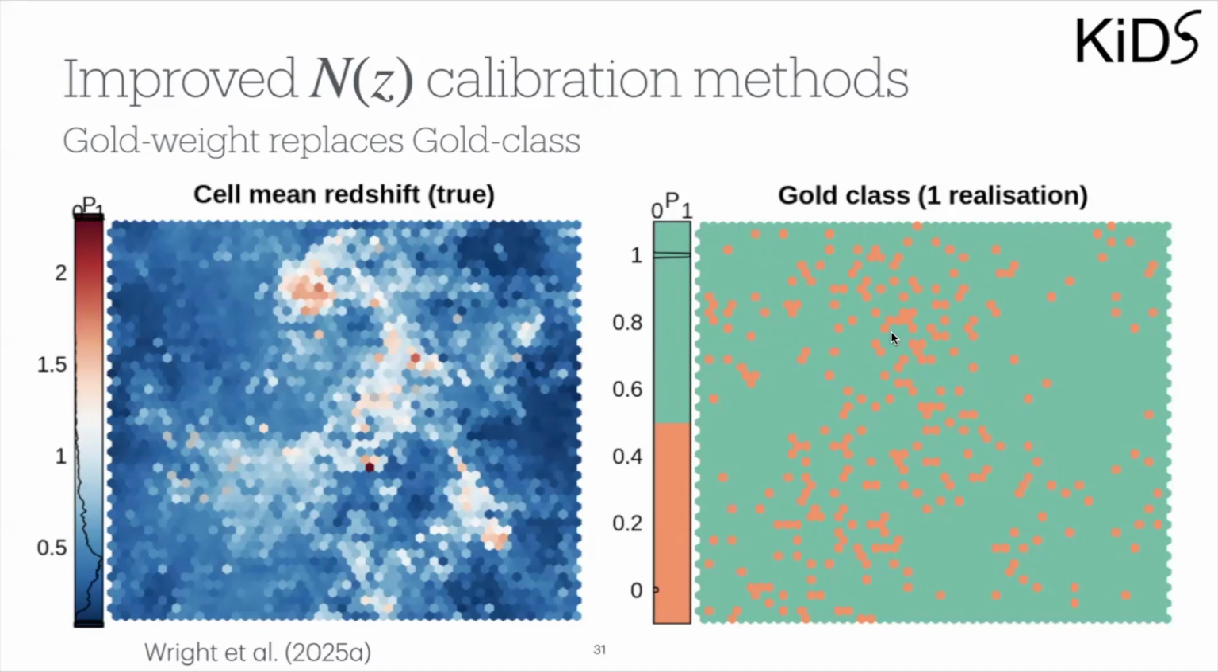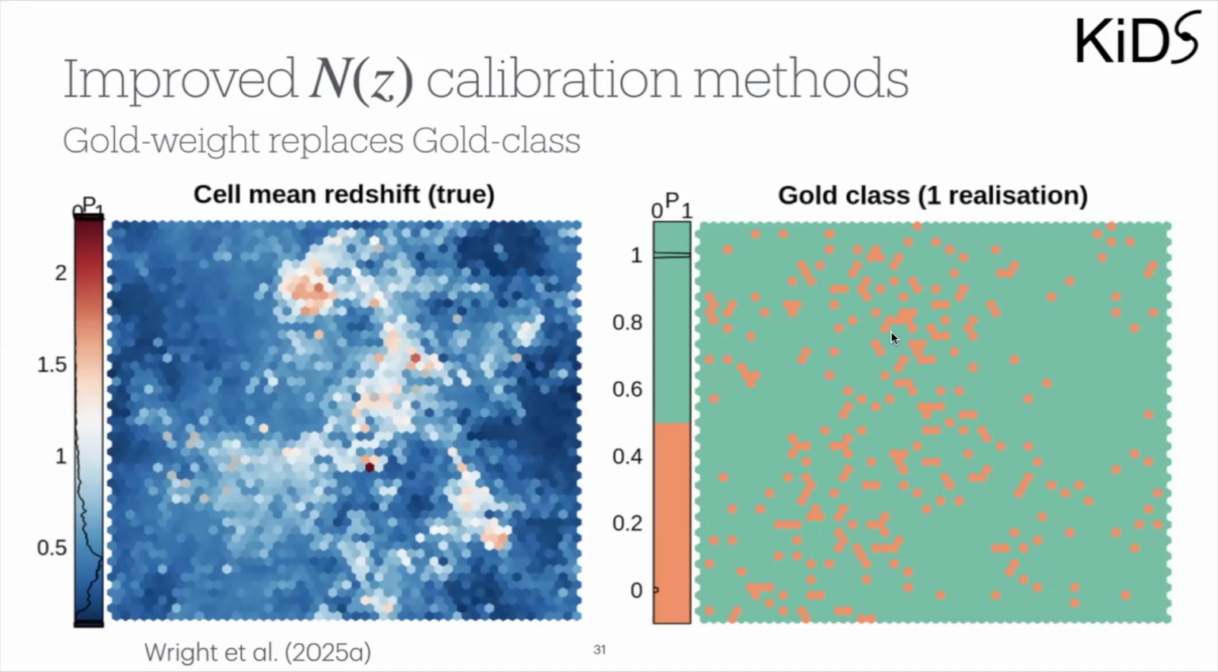However, one of the things we noticed in KiDS Legacy is that the association of these spectroscopic sources to their wide field counterparts, i.e. the calculation of this gold class, because it is based on a noisy machine learning association with the self-organizing map, is itself a noisy process.